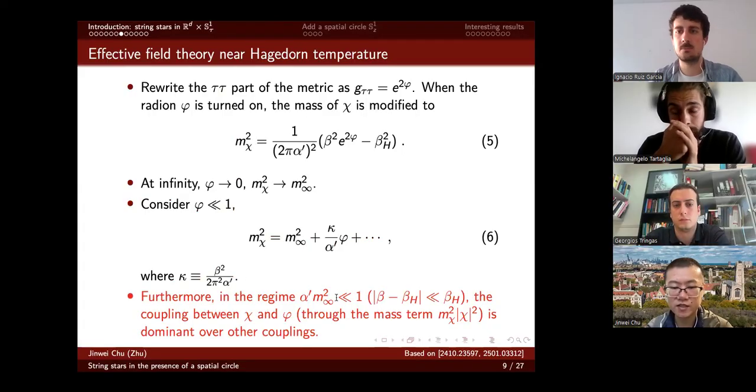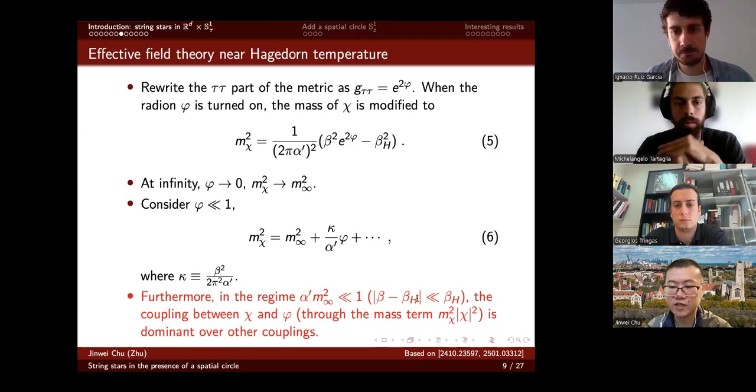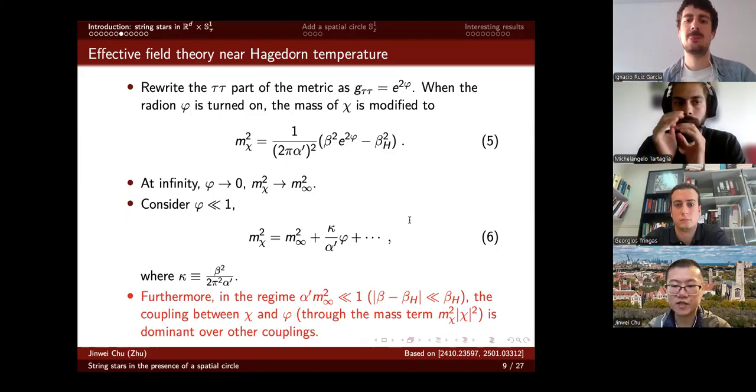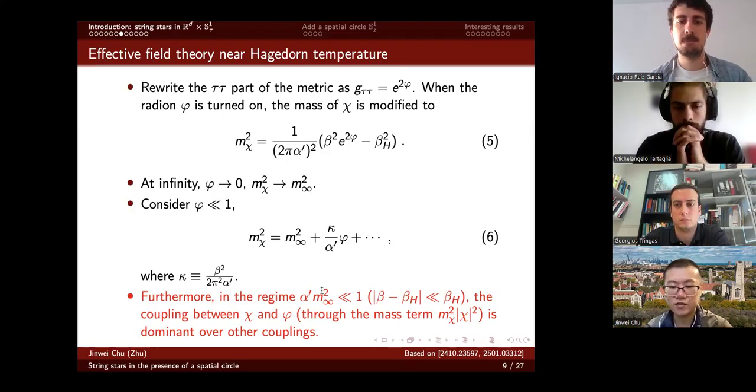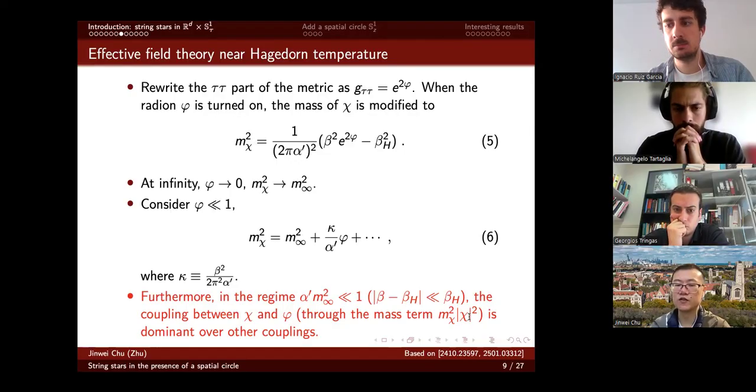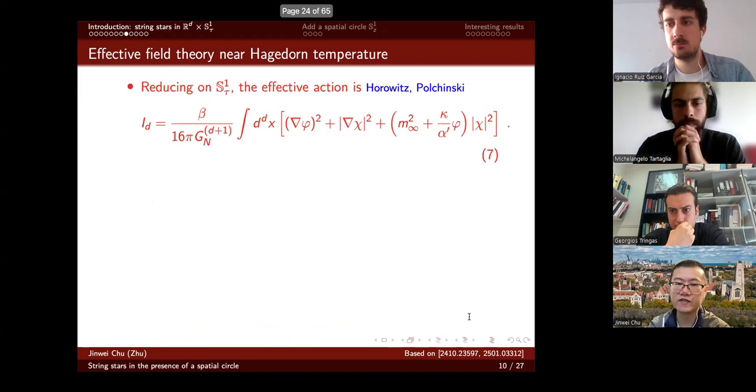Furthermore, let's also consider the regime where m infinity is small in string units. It also means that beta is close to beta h, because recall that m infinity square is basically beta squared minus beta h squared. That measures the difference between beta and beta h. So m infinity is small means that beta is close to beta h. And in this case, it turns out that the coupling between chi and phi, which is through the mass term for chi, is dominant over other couplings, such as the coupling between dilaton and chi. So we can neglect the dilaton as well as the other parts of the graviton in the effective action.